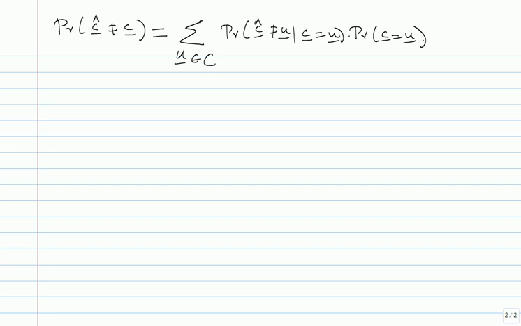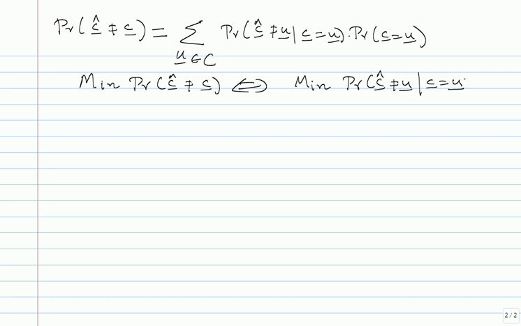Yeah, you don't care really about the other term, since that's anyway a constant, it's going to come out. So you really need to worry about minimizing this guy. If you're not convinced, think about this: minimizing the probability that C hat is not equal to C is equivalent to minimizing the probability that C hat is not equal to u given C equals u, for each u. So you'll have to do that.